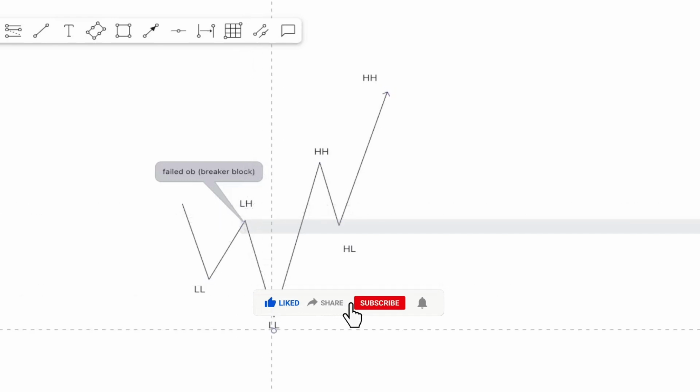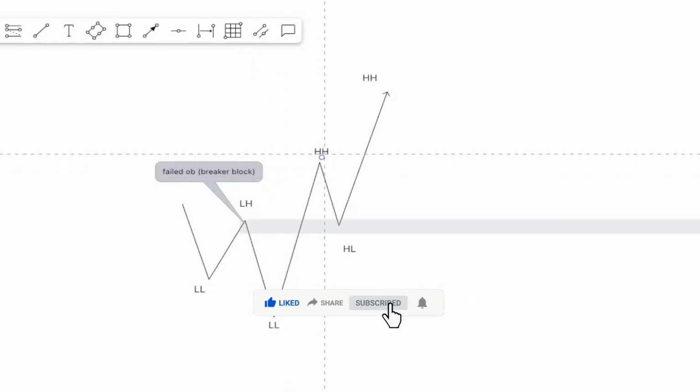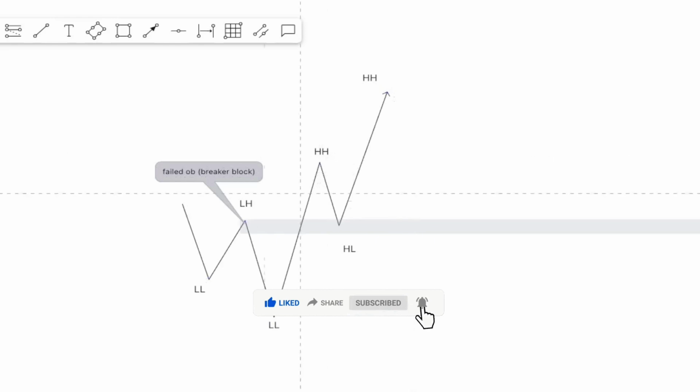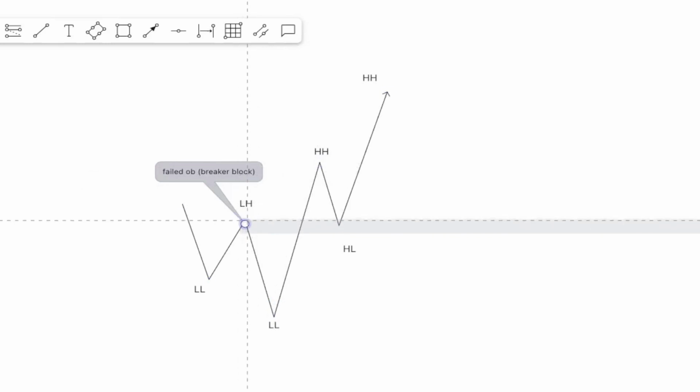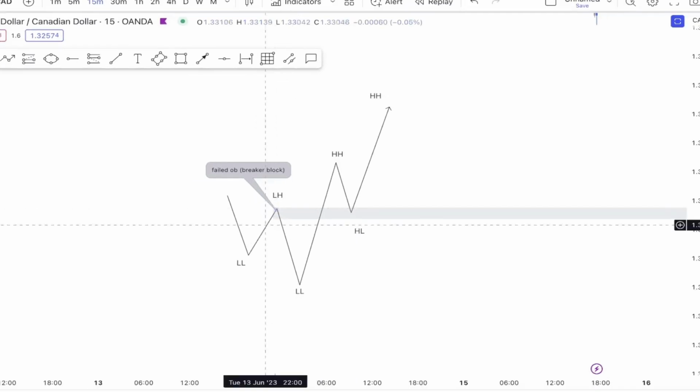Okay, and once the market shifts structure and breaks this lower high and creates a new higher high, we essentially have a failed supply level or a failed order block. That is our breaker block.